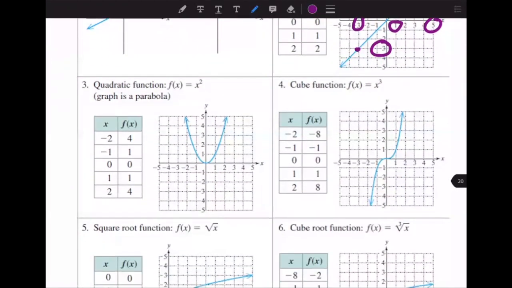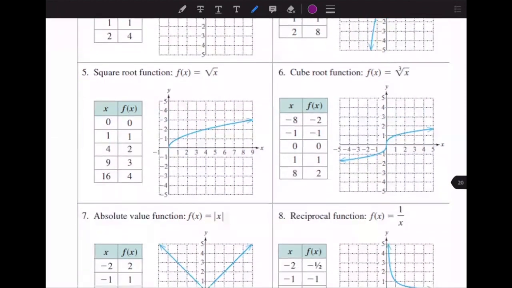Next is going to be a parabola, which is a quadratic function. So it's in the shape of a U. Third is going to be a cubic function. Then we'll have a square root function here. f of x equals square root of x.